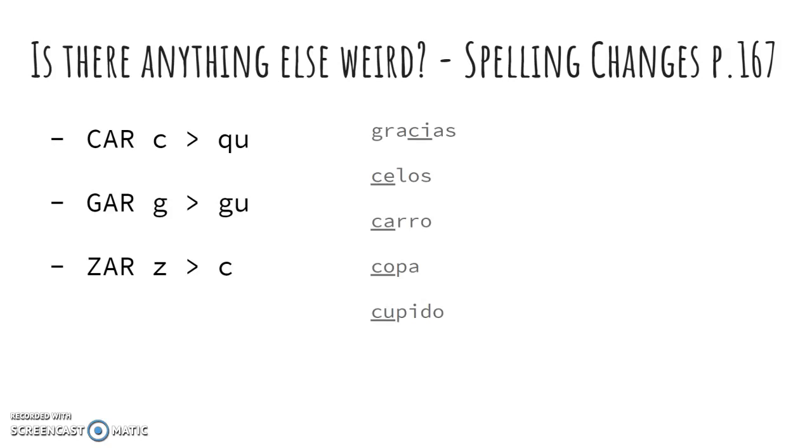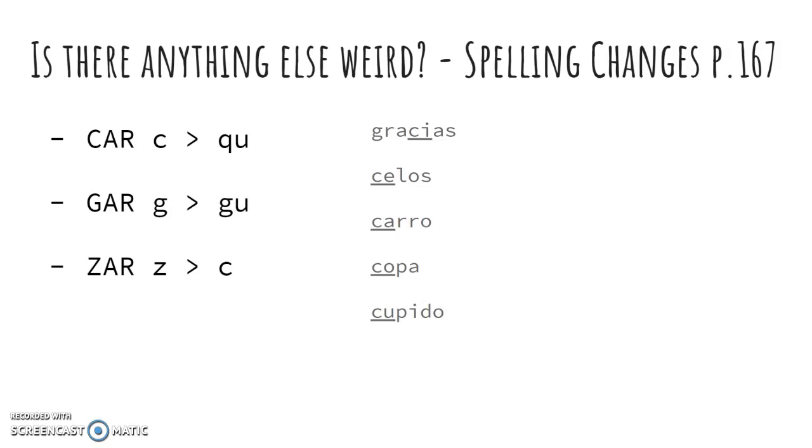Oh, let's talk about why, first of all. The reason that happens is because those are all AR verbs, so we're going to put on all the ER endings, right? We're going to add an E after that consonant. We want to keep the same sound of the letter. And so if you look at a C, C can make two sounds in Spanish. It can make the S sound like gracias or celos. It can also make the K sound like carro or copa or cupido, right? So when you put an E after a C, it makes that S sound, and we want it to keep that K sound. So that's why we change it from C to QU.